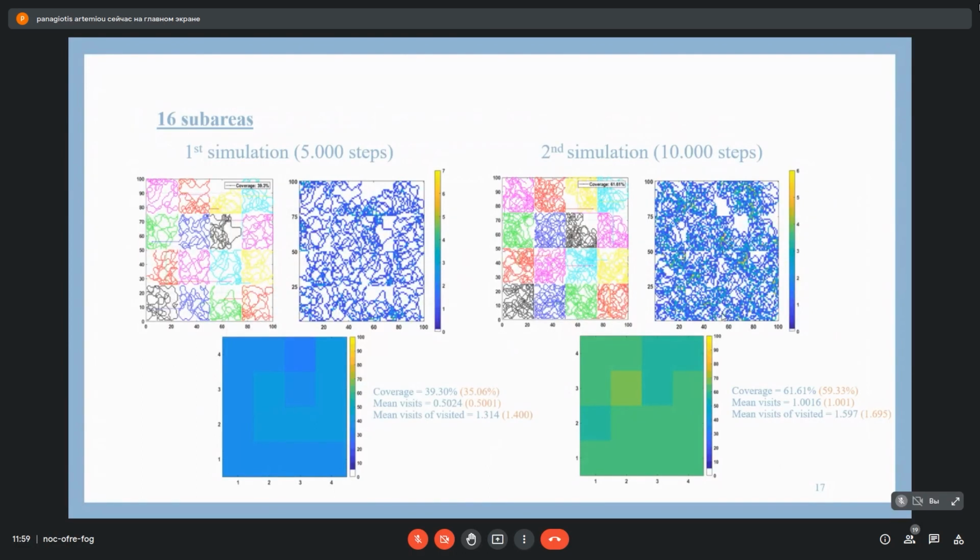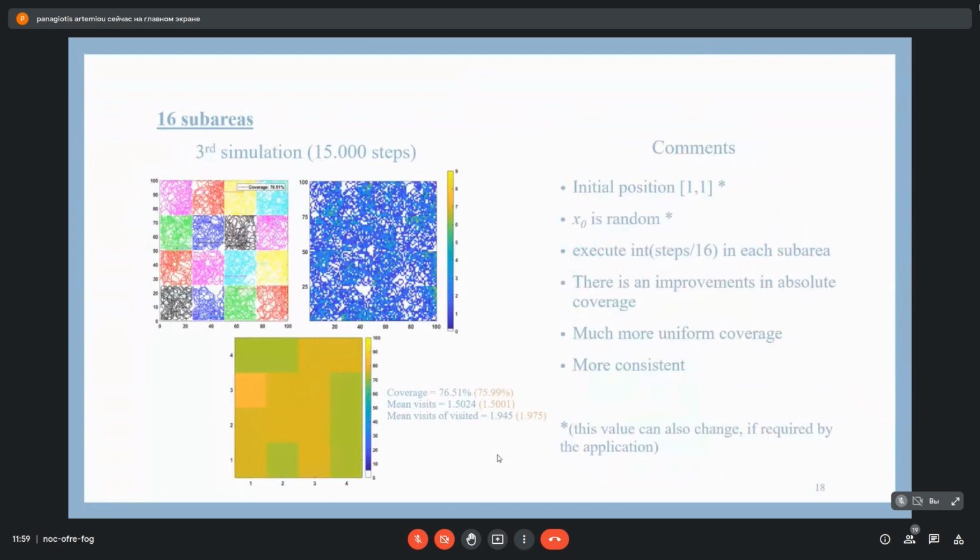In the parentheses with the red-orange color, you can see the values of coverage, mean visits, and mean visits of visited from the first approach with the one whole area case. And we can compare them directly with the segmentation technique. We can see for 5,000 steps that the coverage increased about 4%, but the mean visits of visited decreased. That's also true for the 10,000 steps where the coverage went up to 61.6%, and for the 15,000 steps case.